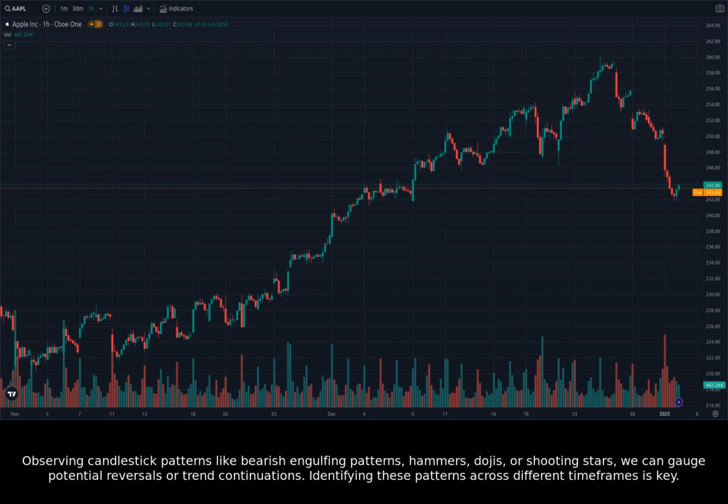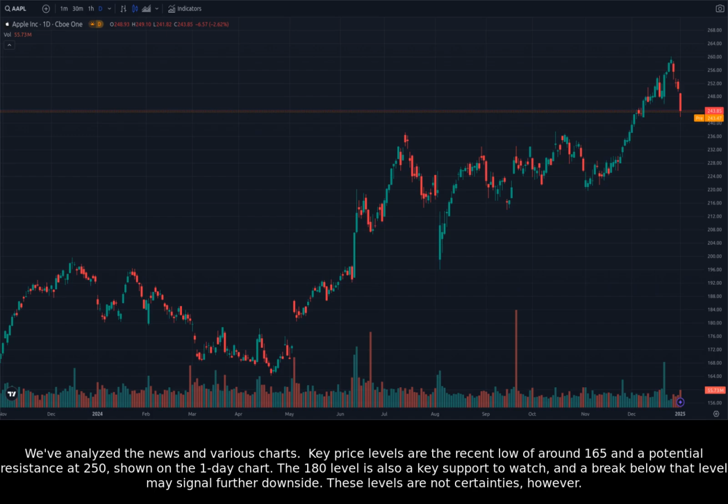of concern. Observing candlestick patterns like bearish engulfing patterns, hammers, dojis, or shooting stars, we can gauge potential reversals or trend continuations. Identifying these patterns across different timeframes is key. We've analyzed the news and various charts.